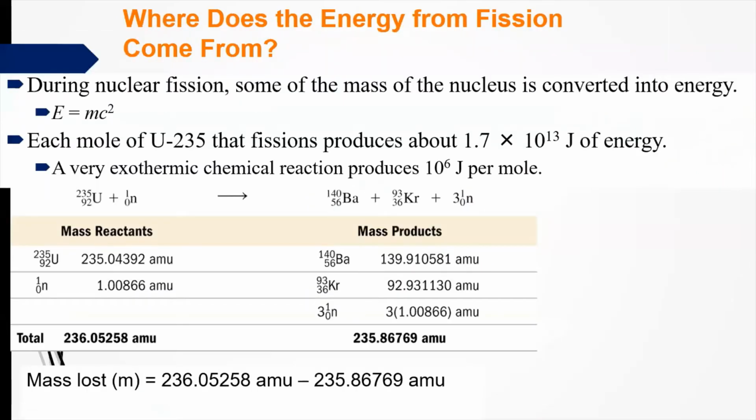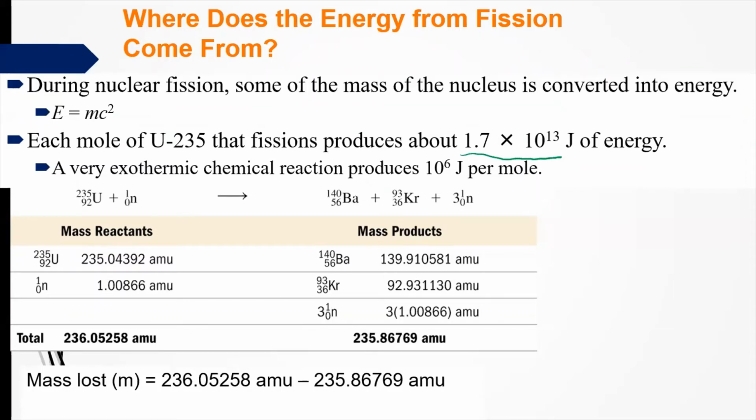Now, where the energy for fission comes from is that some of the mass of the nucleus is converted into energy. So if we look at U-235 and we look at its decay process, each U-235 that goes through this process actually releases 1.7 times 10 to the 13 joules of energy for every mole of fission. Now that's a huge amount.